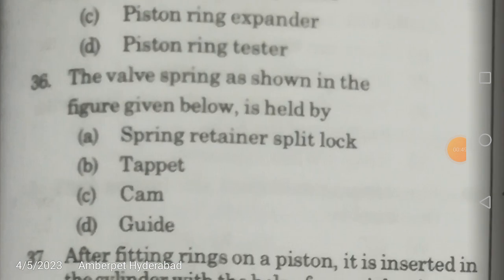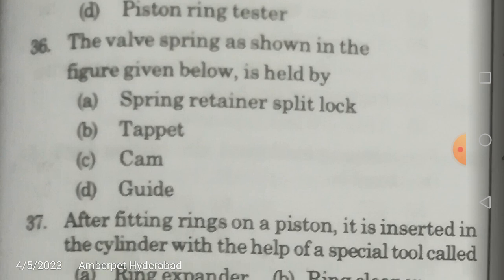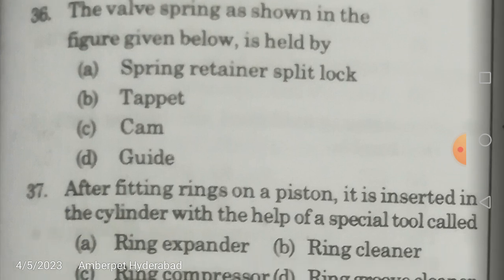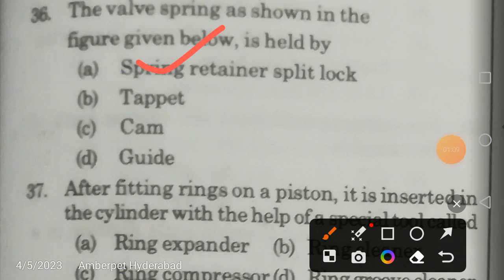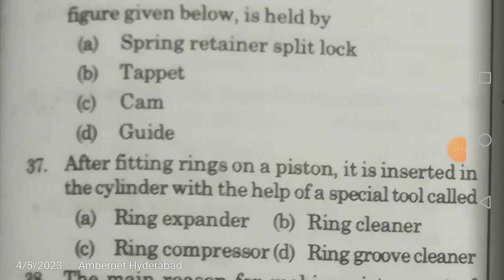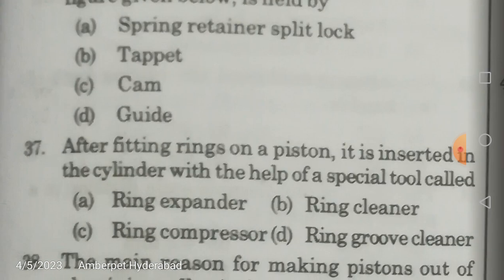The wall spring, which is not shown in the figure given below, is held by which of these elements? Spring retainer split lock, tappet, cam, or guide? It is going to be held by a spring retainer split lock. Neither the tappet nor the cam lobe. Cams are going to operate the inlet valve opening and closing, so it is not that, and not the tappet, not the guide. So spring retainer split lock, that is the correct answer.